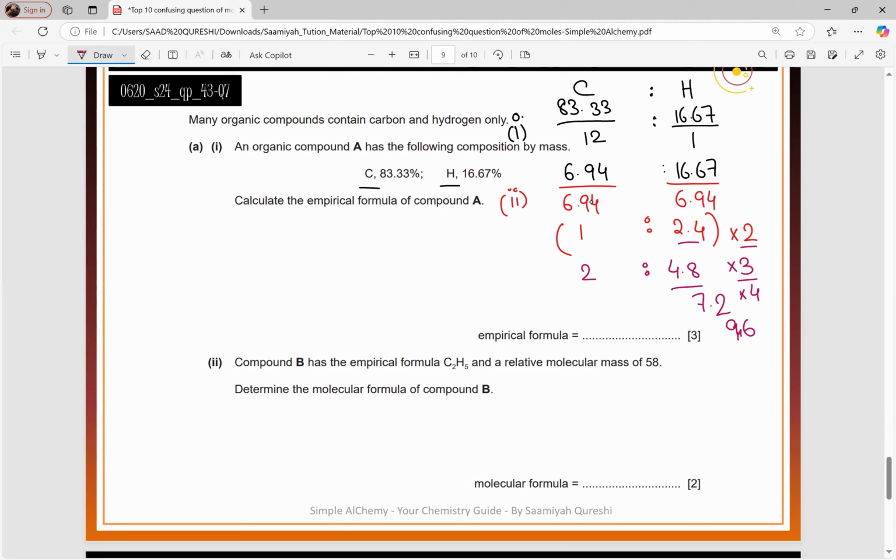So we have to multiply it with 5. If we multiply it with 5, we are getting the answer 12, which is the whole number. So basically, we have to multiply it with 5 to get 5 carbons and 12 hydrogen. So the empirical formula will be C5H12.